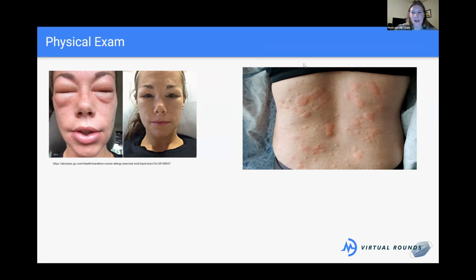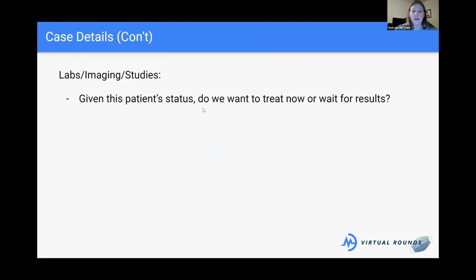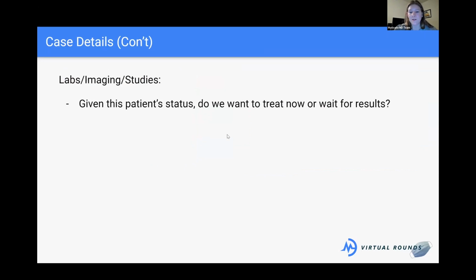Okay, so continuing with our case, I'm curious what you guys think. Given her status, her vitals, and her exam and everything, do we want to treat her now, or do we want to wait for results for labs or imaging or other studies? Is this patient currently stable, or does she need to have an intervention? Chase is saying intervention is reasonable, and I totally agree.